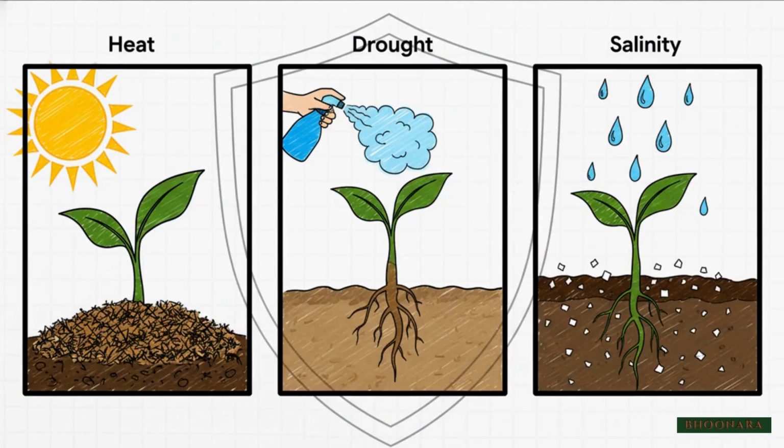Well, you've got advanced mitigation tactics to act as your ultimate shield. For heat stress, which, by the way, can cause severe pollen sterility, you can adjust your planting dates or use mulches to actively cool the soil.